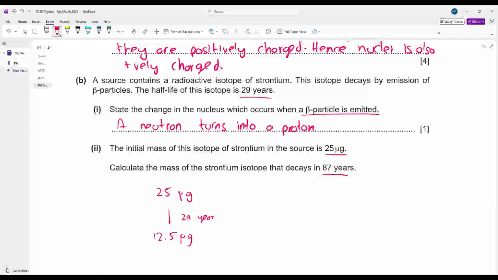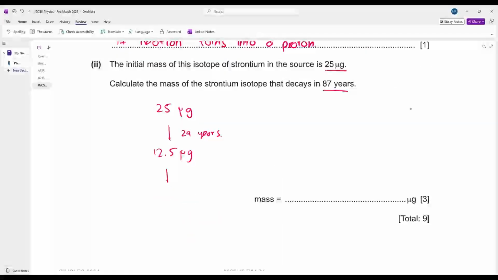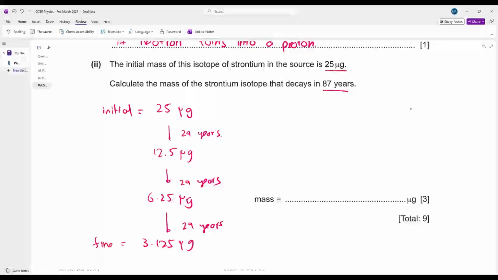29 ईयर्स. ओके, आगे आ जाओ फर्दर. उसके बाद एक और हाफ लाइफ हो जाएगी 6.25 माइक्रोग्राम्स. दैट इज फर्दर 29 ईयर्स. उसके बाद एक और हाफ लाइफ हो जाएगी. दैट इज व्हाट? 3.125 माइक्रोग्राम्स. दैट इज फर्दर 29 ईयर्स. कैन यू रियलाइज दिस वाज योर इनिशियल मास? दिस इज योर फाइनल मास.